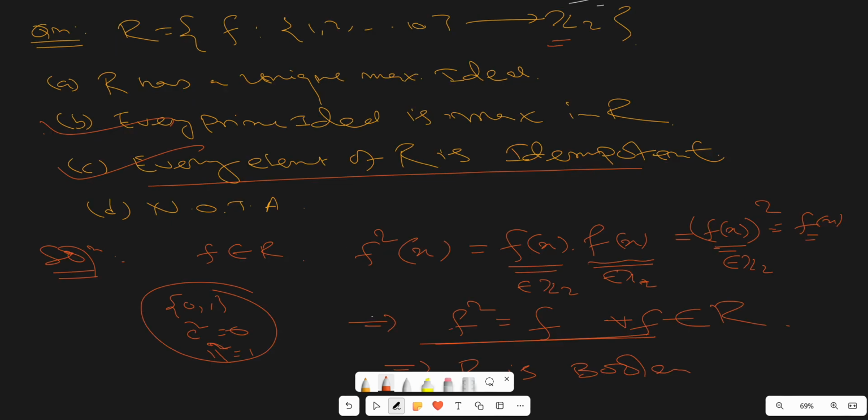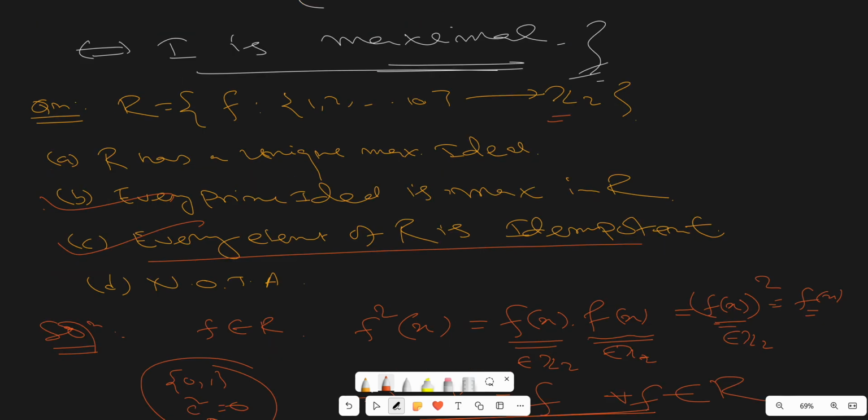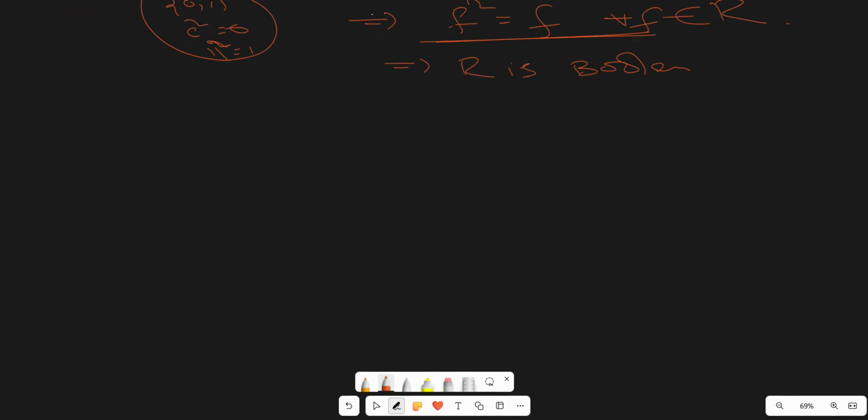What can you think about the statement that R has a unique maximal ideal? Does R have a unique maximal ideal? Can you construct two ideals which are both maximal? What do you think of this ideal, 0 cross Z2 cross Z2, rest all are Z2? This is a maximal ideal, right? Because you cannot contain this inside some proper ideal of this Z2 cross Z2 cross Z2, whatever. This is a maximal ideal, right?